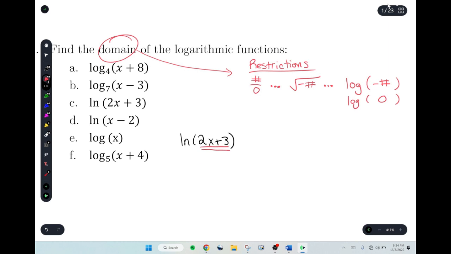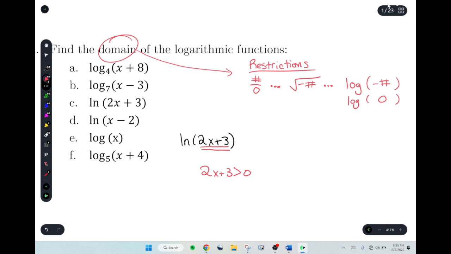Here's what makes it bad: if 2x plus 3 is 0, or negative 1, negative 2, negative 3, negative 4, forever, right? So what that's telling our brains is that 2x plus 3 has to be bigger than 0. What about the equals thing? What about this line right here? Does it get the line? Why doesn't it get the line? Because it can't be equal to 0. We cannot have a 0 there, so it doesn't get the line.